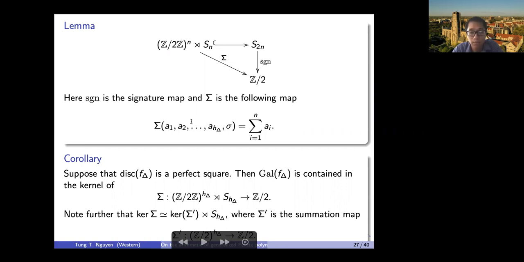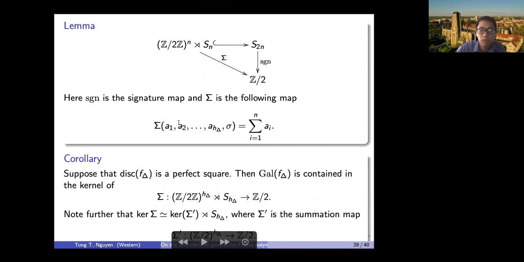And we can note that, by its definition, the kernel of delta could be identified as a semi-direct product of the kernel of sigma star, sigma prime. Sigma prime is just a summation map. You take the AI, you send it to the sum of AI. So in other words, when the discriminant is a perfect square, you cannot get the whole group, but you can possibly get the smaller subgroup.